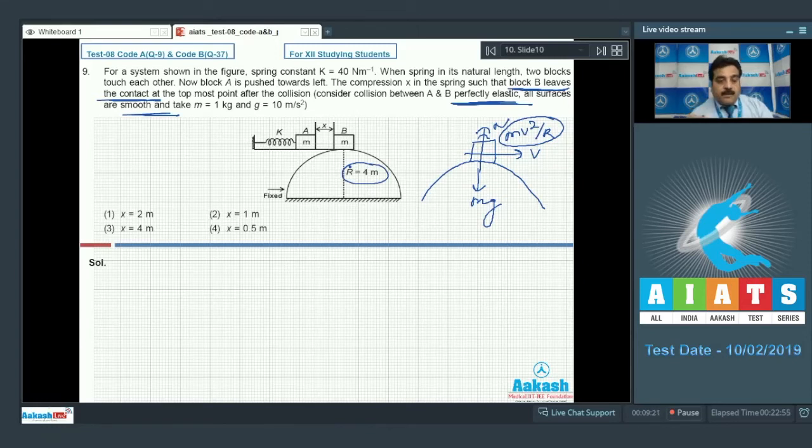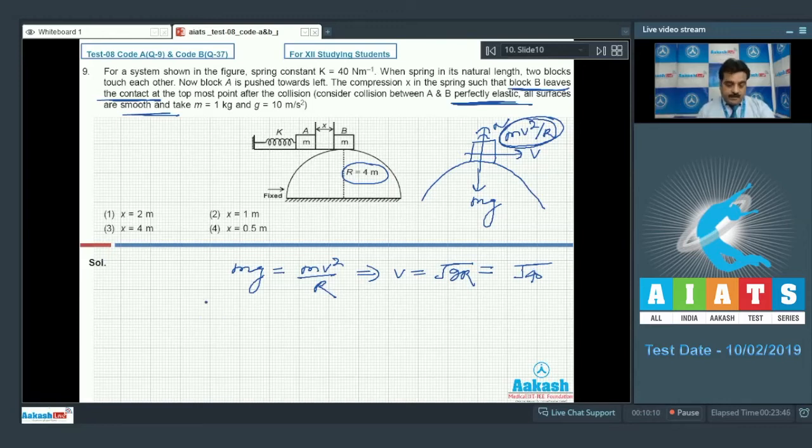Now the main important thing in this question is that I am going to use when to leave the contact at the initial point, and at that point you can take normal force as 0. So I can write directly mg equal to mv square by r according to the diagram. By this relation I can find v equal to root gr. When I place the value of g and r, I will get root 40, because g is 10 and r is 4. But the other thing is that since collision is perfectly elastic and particles have equal masses, velocity will interchange. There is no doubt about that.